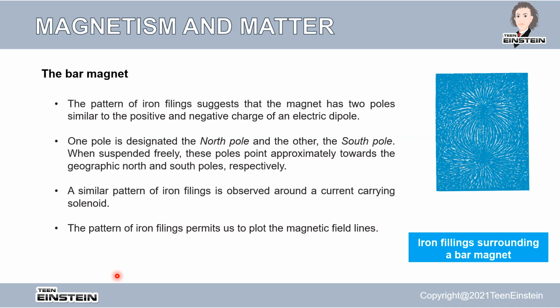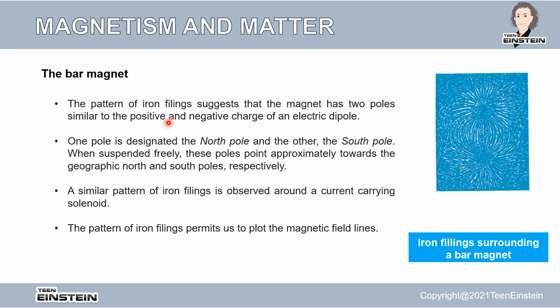Okay, now let's look at a bar magnet. When you take a bar magnet like this, and let's say you keep paper on top of it and sprinkle some iron filings on it, then the iron filings will look like this. This looks like there are two poles, one here and one here, and the magnetic field lines are represented by these iron filings. This is exactly what happens when you have a bar magnet and put iron filings on it.